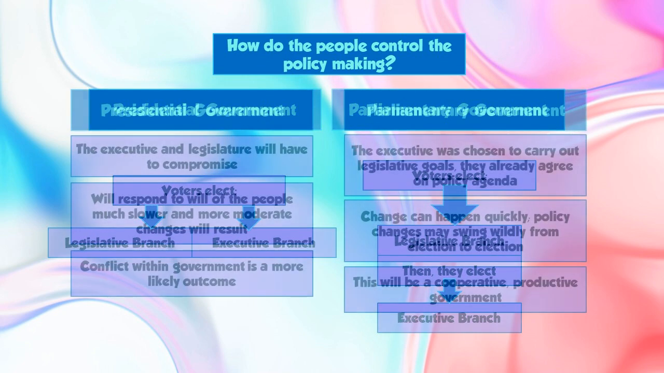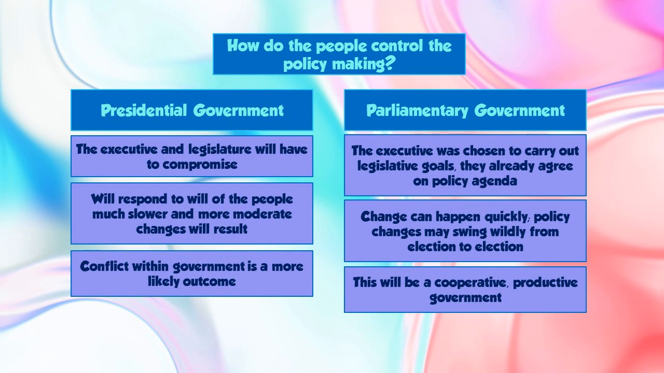So since the voters have different levels of control over these branches, these two forms of government work differently. Let's look at the parliamentary government first. Since the legislators are the ones that choose the executive, they're also the ones that can get rid of the executive. So the executive is more likely to do what the legislators want him to do. The legislators chose that person to carry out the ideas that they all already agree on together. So if you had a legislative branch that was made up of mostly Democrats and very few Republicans, they would obviously choose a Democrat to be their executive, and then the legislative branch and the executive branch would work together.